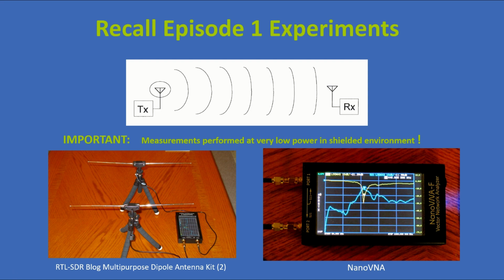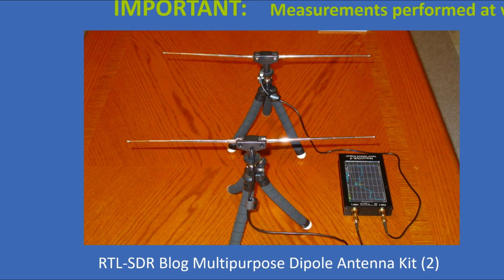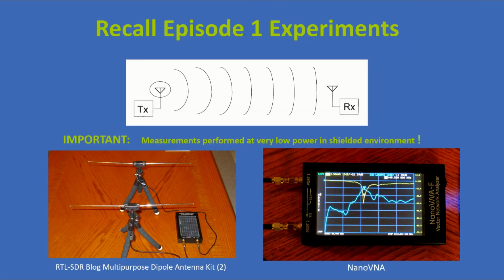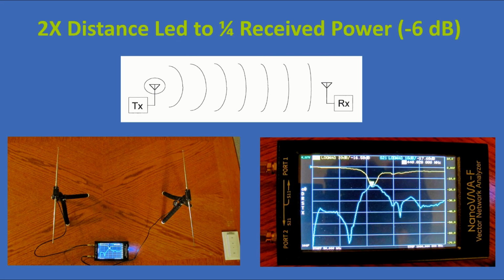Now, in this particular experiment, the antennas are fairly close together, say 25 centimeters, which is a quarter of a meter or somewhat less than a foot. But if we increase the distance between the transmitter and the receiver, we would expect to get less power. And in fact, we do. Here, we've doubled the distance to about 50 centimeters, about half a meter.